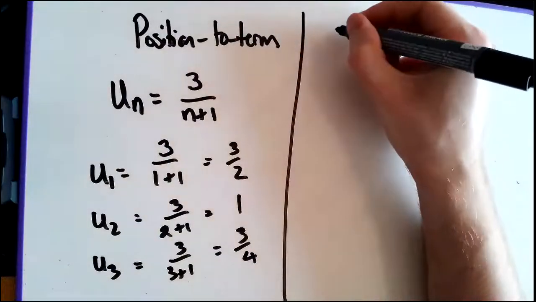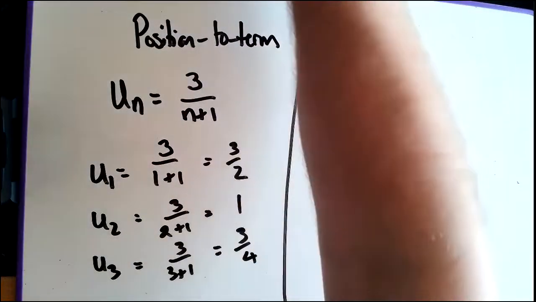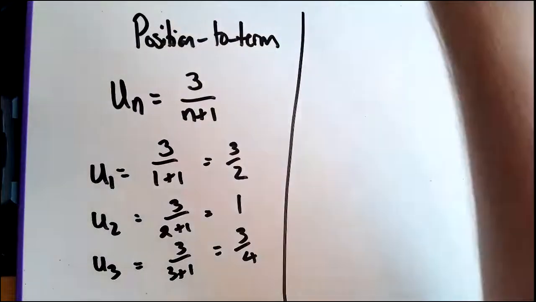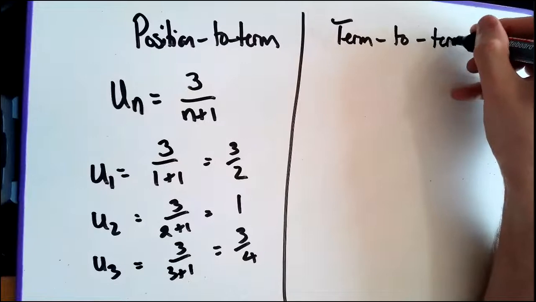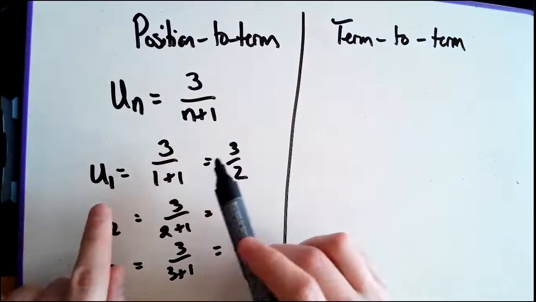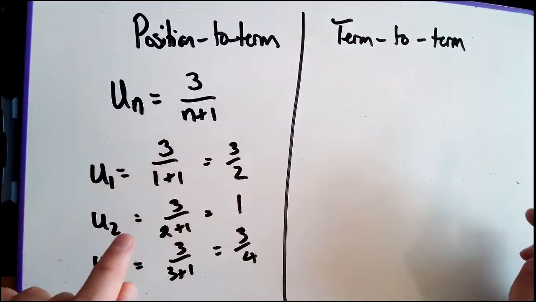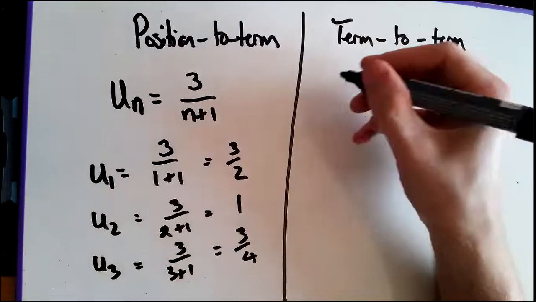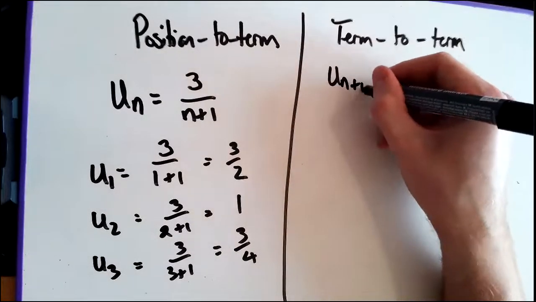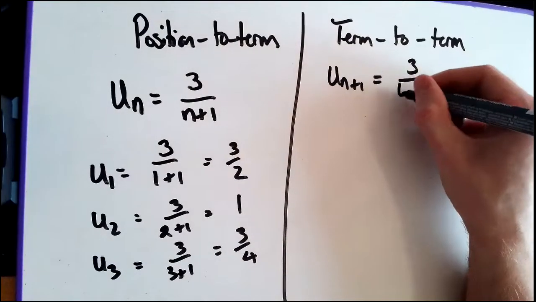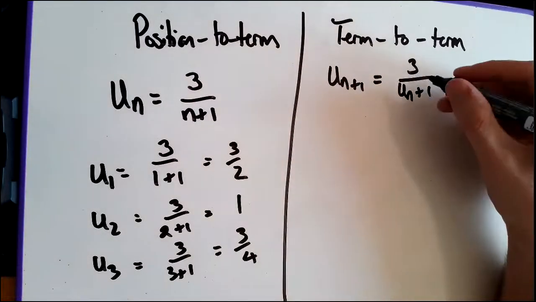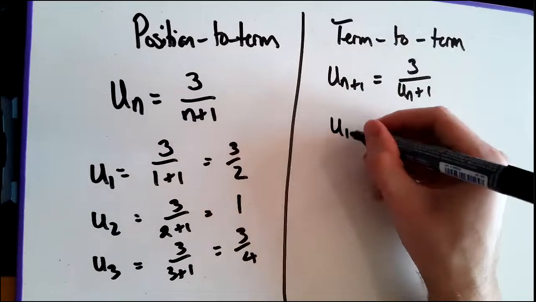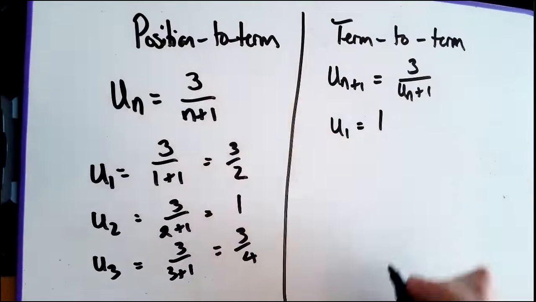The other one is what's called a term to term rule. That's when, instead of saying how to get to any specific number, you tell people how to get to the next number. So we write that one as something like un add 1 is 3 over un add 1. And for this one, we'd have to tell you where to start. Let's pick a nice number. Say we start at 1.